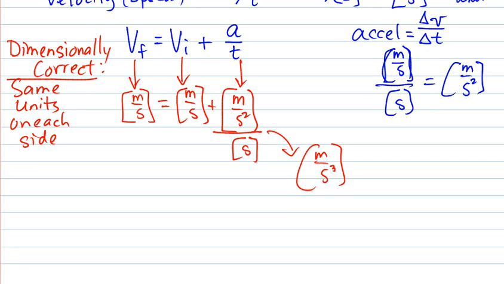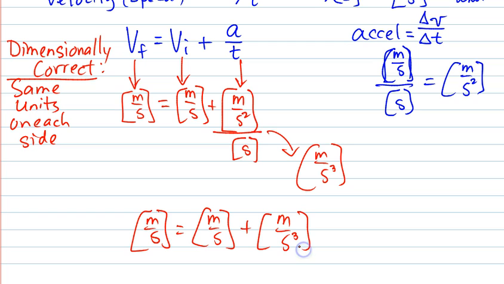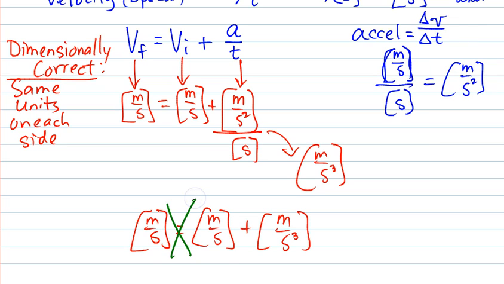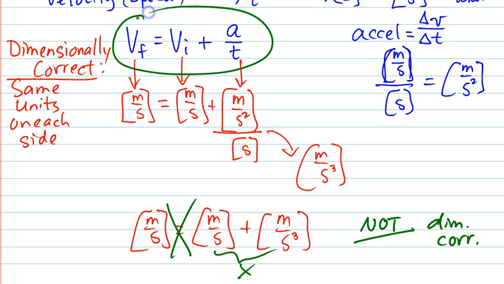So what we see here is that we have meters per second equals meters per second plus meters per second cubed. If it wasn't for that last term, we'd be good, but as we can see, these terms are not all the same, because these two don't add together. Therefore, this equation would not be dimensionally correct. And that tells us that this equation, v f equals v i plus a over t, can't possibly be right.